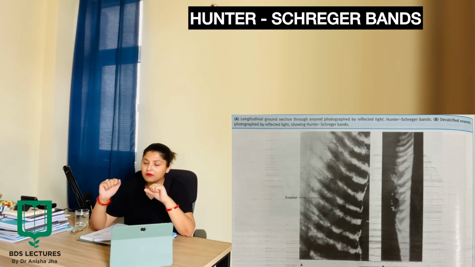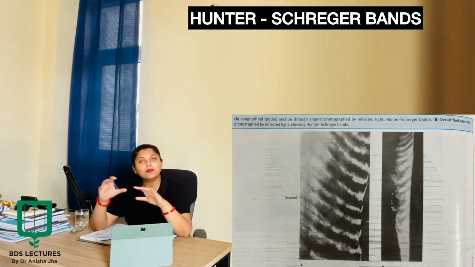So basically this change in direction of rods is responsible for the appearance of Hunter-Schreger bands. So whenever we talk about Hunter-Schreger bands, the most accepted reason is your change in direction of rods, alright. These are alternating dark and light bands of varying width that can be best seen in the longitudinal ground section under oblique reflected light. So keep this in mind.